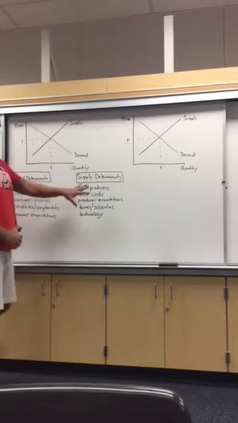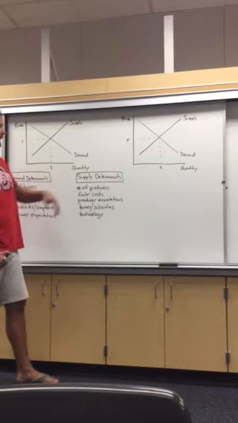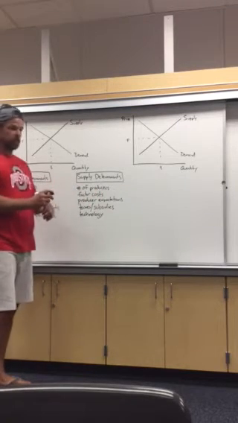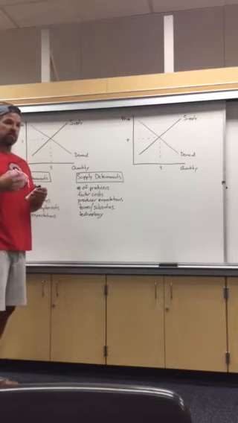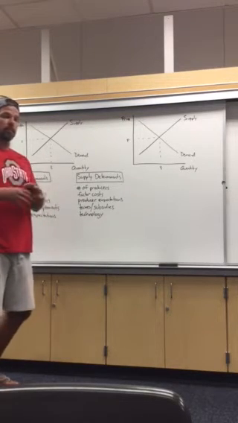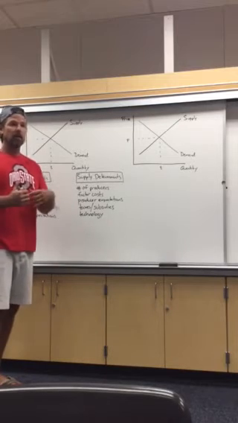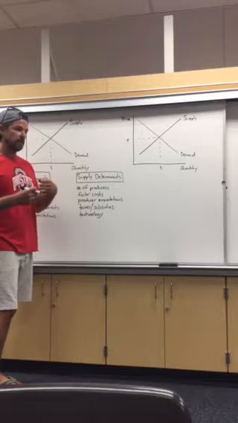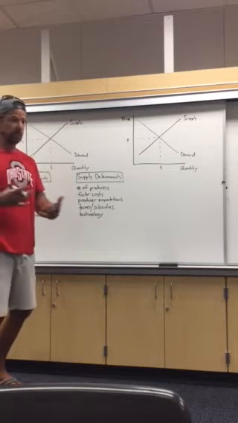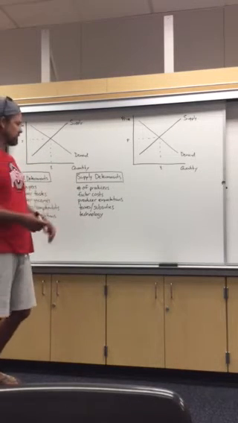All right, supply determinants. Number of producers. How many people are out there actually selling? Factor costs. So these are costs that producers have to pay. This could be like labor. This could be the cost of raw materials like steel or plastic. The cost of gas. All kinds of things go into factor cost.